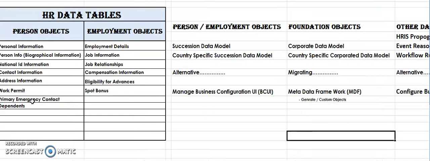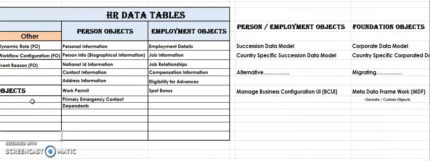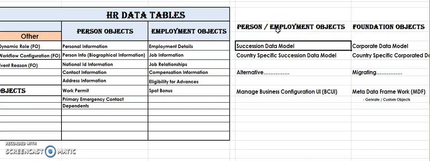And if we talk about HR data, that is nothing but person objects and employment objects. The configuration related to these person objects and employment objects is done in the data models, that is, the succession data model and the country specific succession data model.